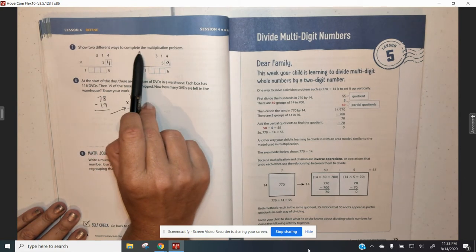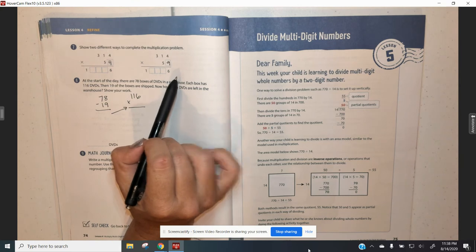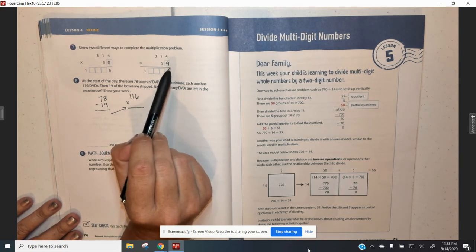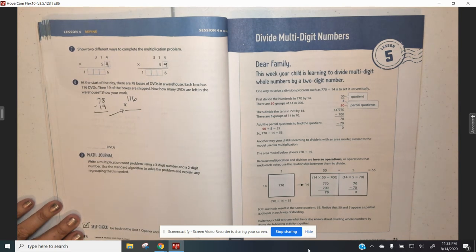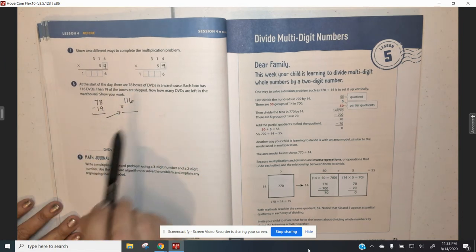Show 2 different ways to complete the multiplication problem. In the past, I've done this with my students, and it was so difficult. So today, I decided to help you out a little bit, and I filled in the ones place for both equations. So you just need to finish the problem on both sides.